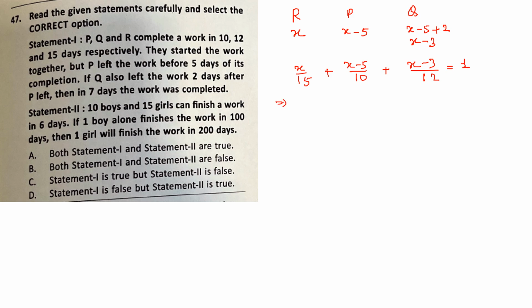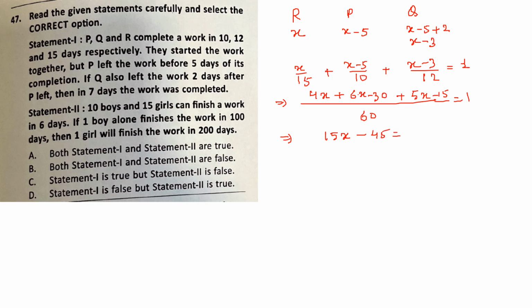Now take the LCM of 15, 10 and 12. So the LCM will be 60. 15 times 4 is 60, so 4x. 10 times 6, so 6x minus 30, plus 12 times 5, so 5x minus 15. This will equal 1, or 60. Now let's solve it. 4x plus 6x is 10x. 10x plus 5x is 15x. And minus 30 minus 15 is minus 45.